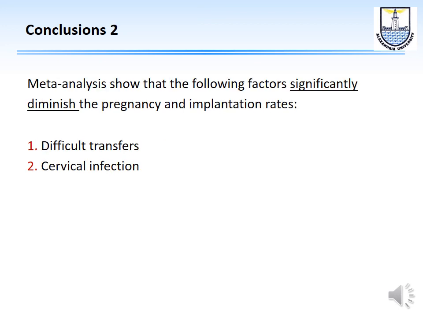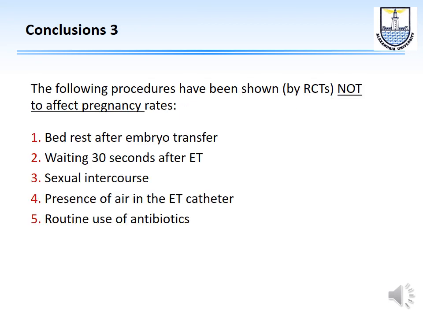And meta-analyses have also shown that two things significantly diminish the pregnancy and implantation rates: difficult embryo transfers and cervical infection. But there are a group of factors which do not affect pregnancy, and randomized studies have shown that these things do not affect pregnancy, like staying in bed for a long time, waiting 30 seconds after embryo transfer didn't make much difference, having sexual intercourse around the time of embryo transfer, the presence of air in the embryo transfer catheter, or the routine use of antibiotics. All these things do not seem to change the pregnancy rate.